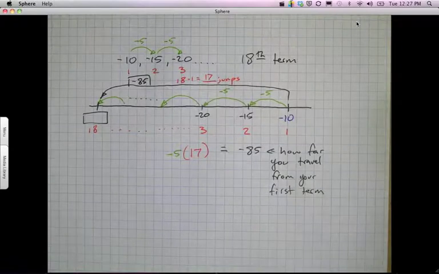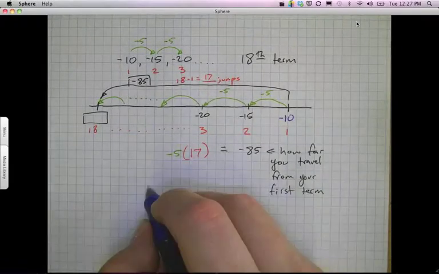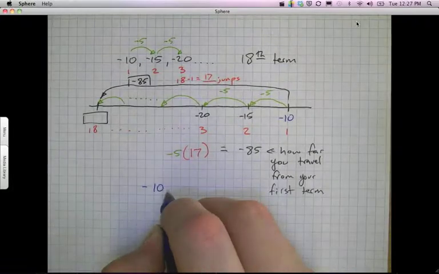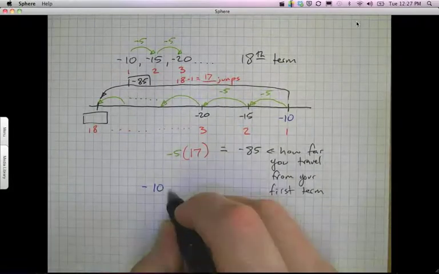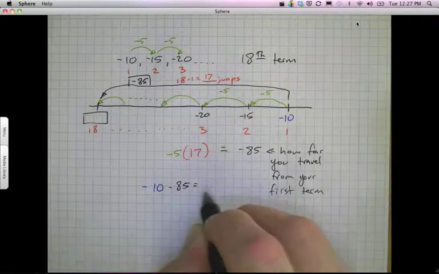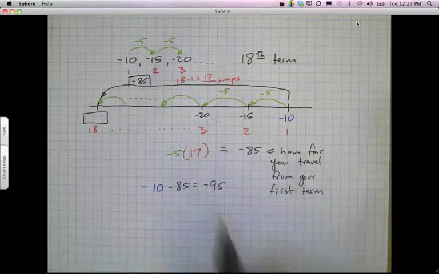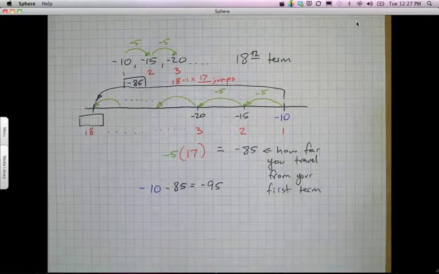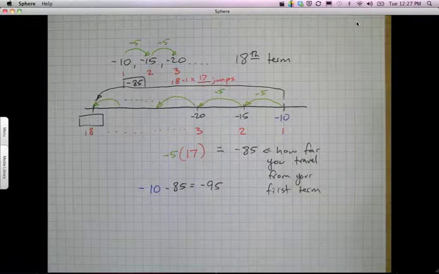So, if I'm writing this all down, I'll say -10, subtracting the 85 that I just had, will give me -95. And that one should be my 18th term. It's a good place to start.